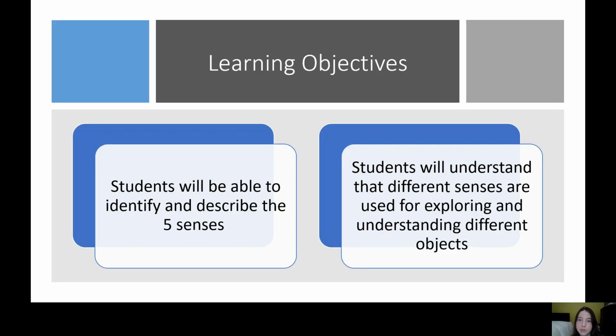There are two learning objectives. The first one is students will be able to identify and describe the five senses, and the second one is students will understand that different senses are used for exploring and understanding different objects.